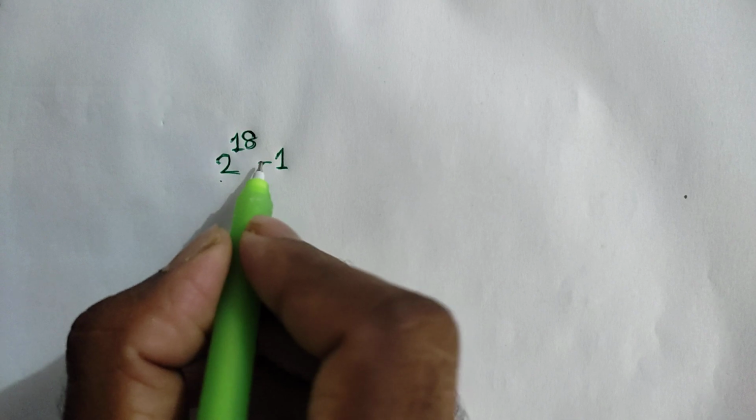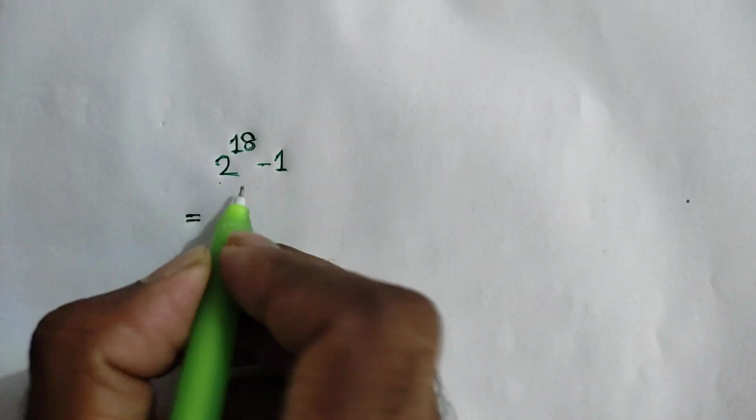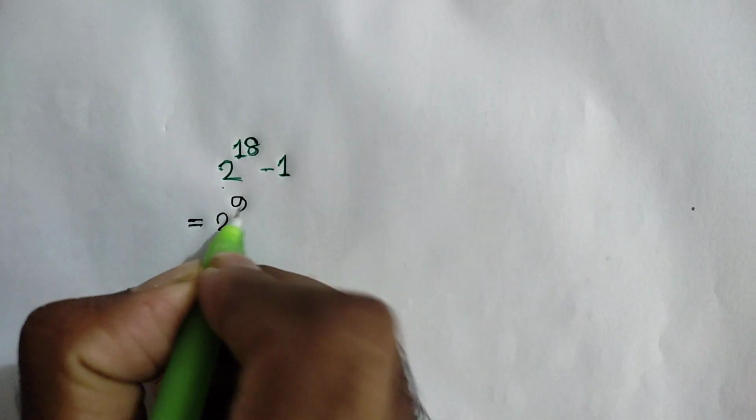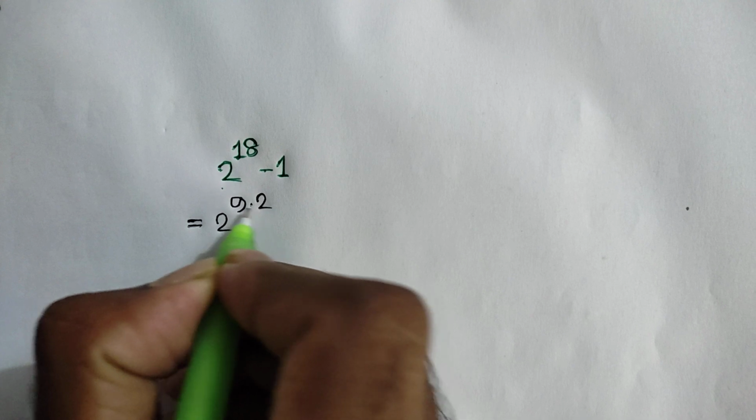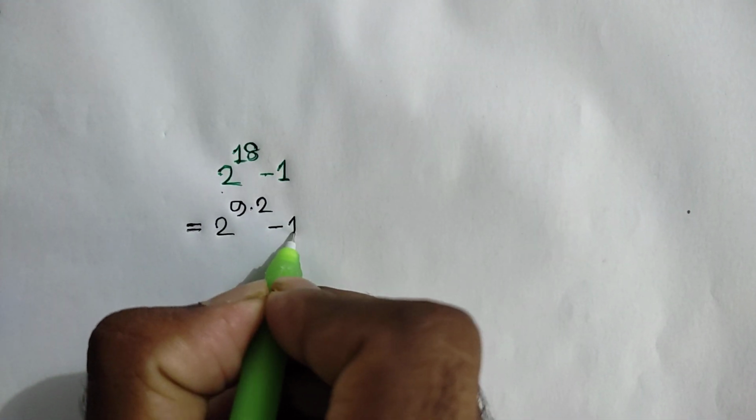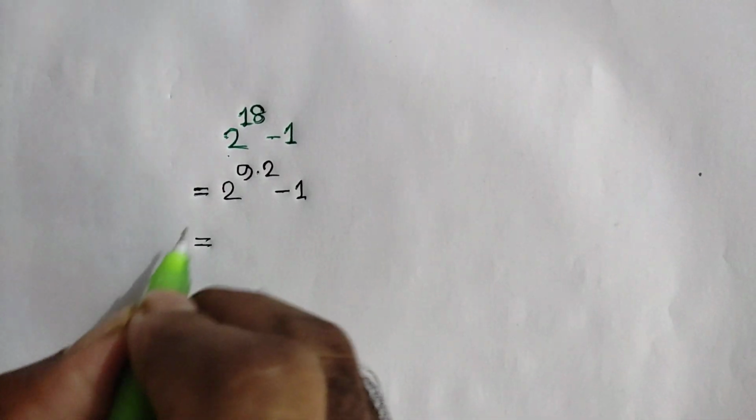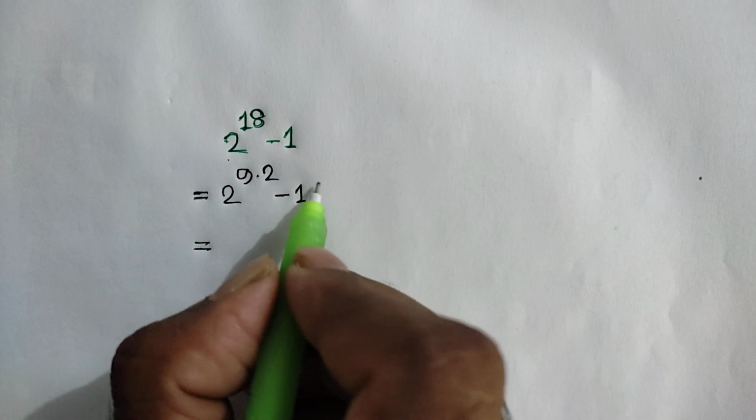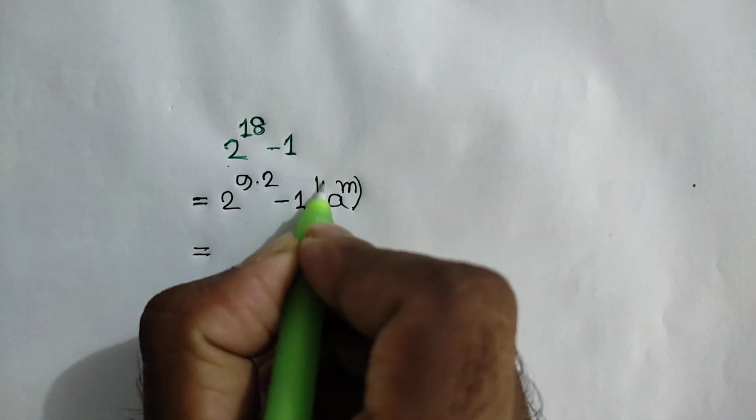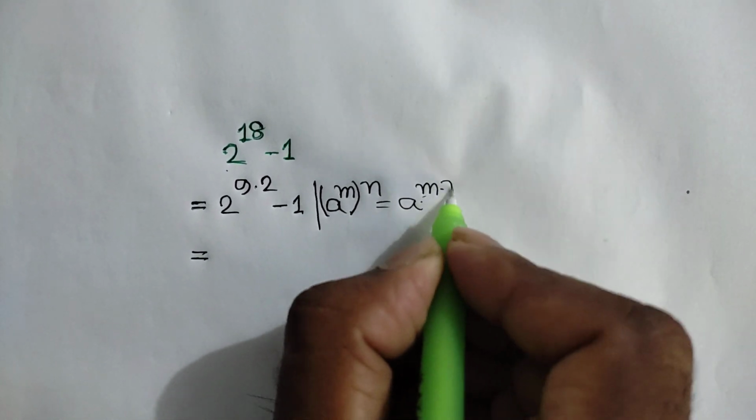2 to the power 18 minus 1 is equal to, here we can write 2 to the power 9 times 2, because 9 times 2 is equal to 18, minus 1. Here we can apply this rule: a to the power m, whole power n, is equal to a to the power m times n.